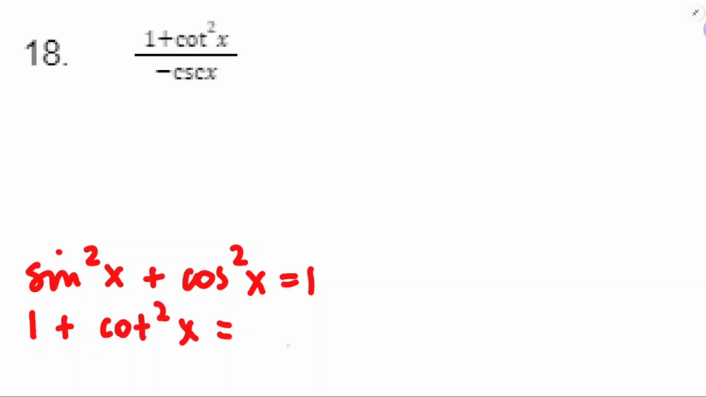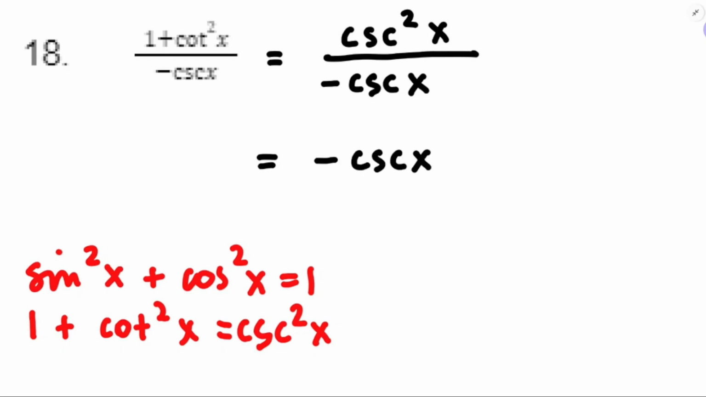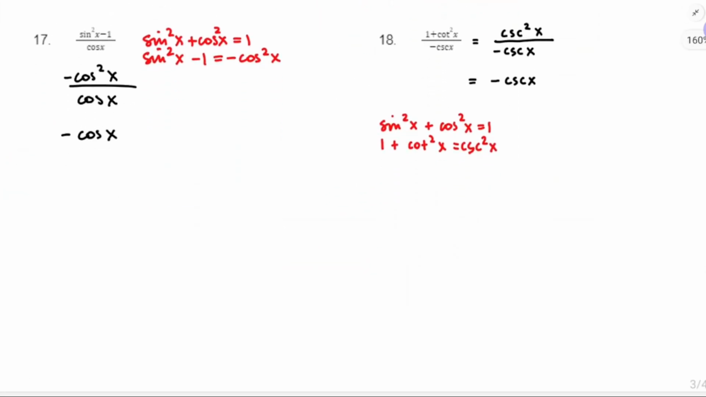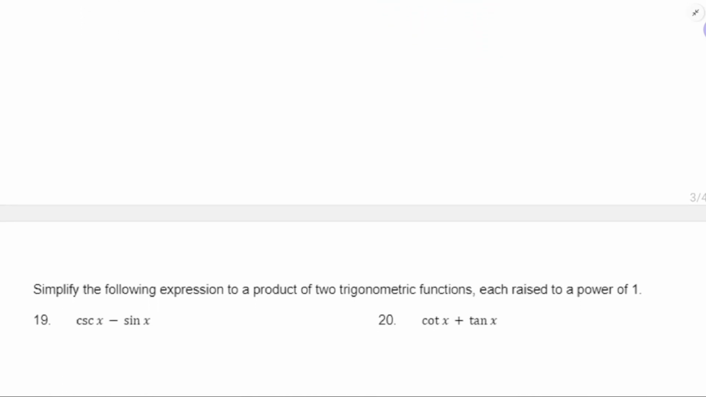1 over sine squared x is going to be cosecant squared x. Yes. So I've got cosecant squared x divided by negative cosecant x. That's 2 powers divided by 1 power, leaves me 1 power in the numerator. And it's still negative. Okay.